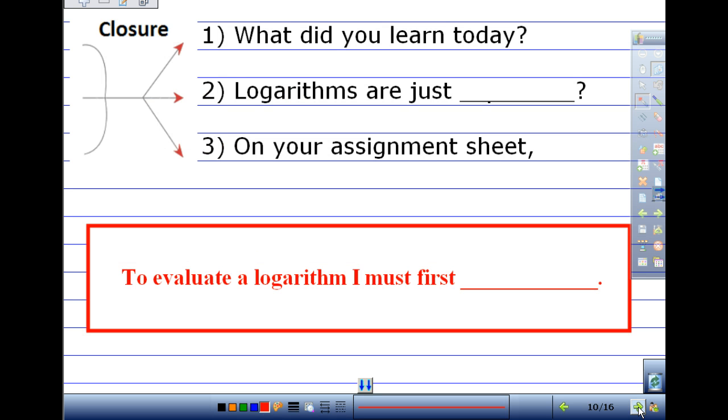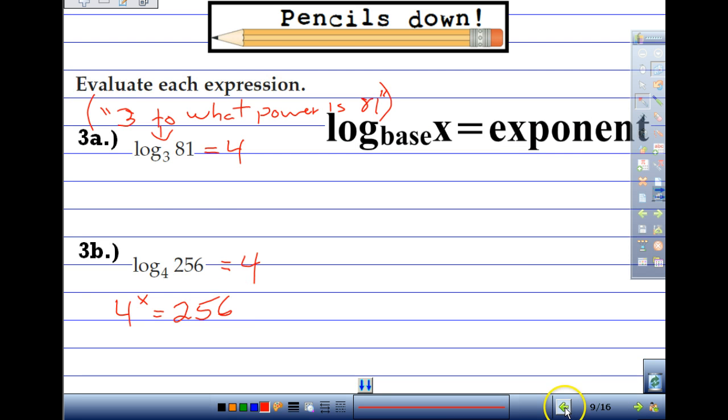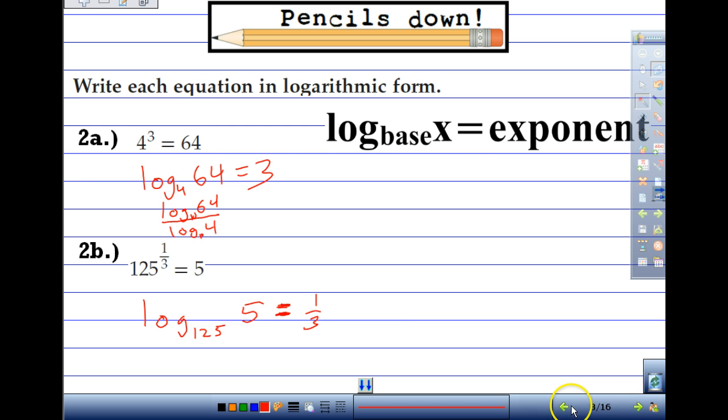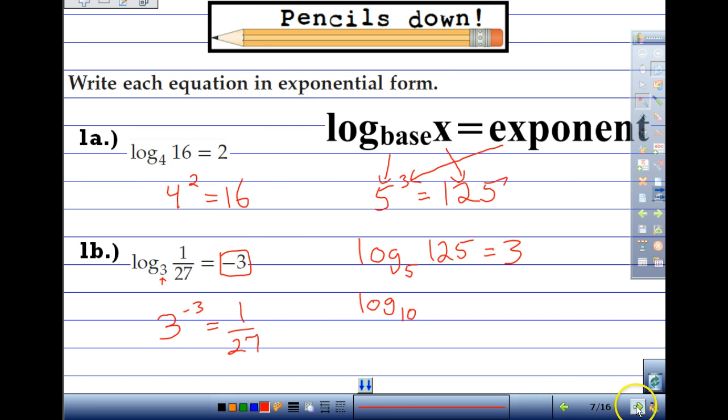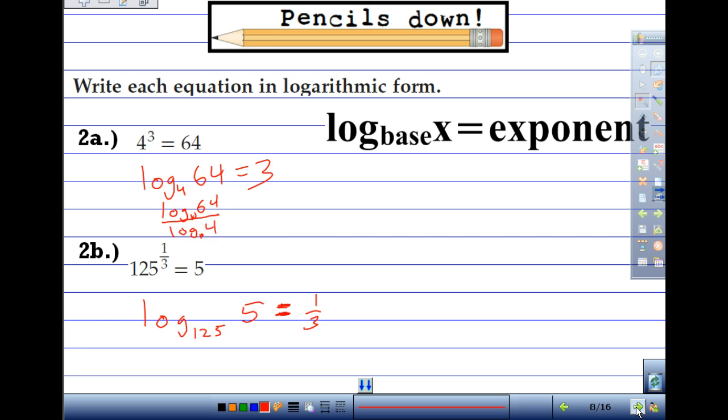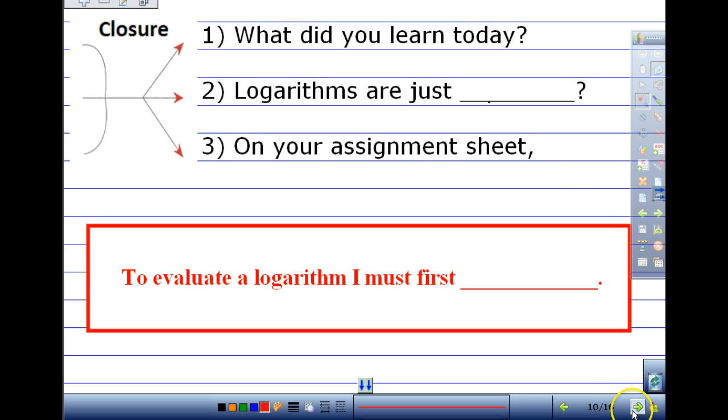Yeah, it's kind of like trying to learn a new language. Kind of. What is the most popular use of logarithms? What is the most common use of logarithms? Okay. That would be something called the Richter scale.